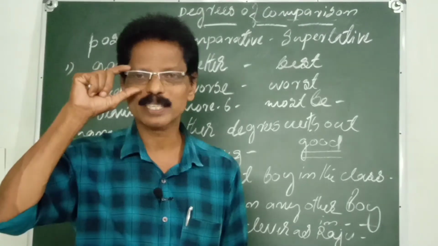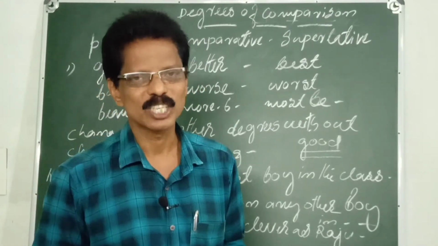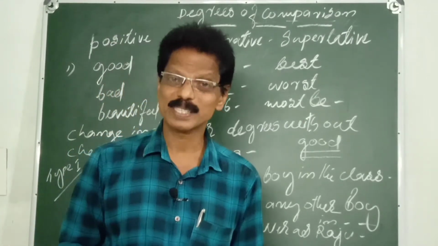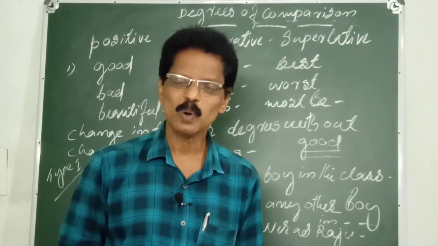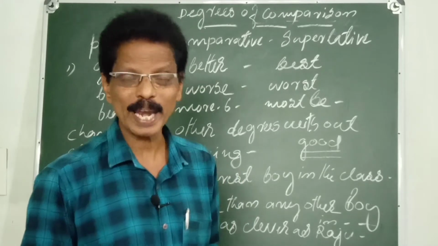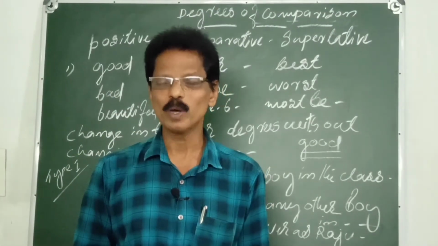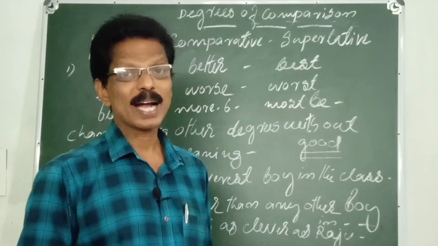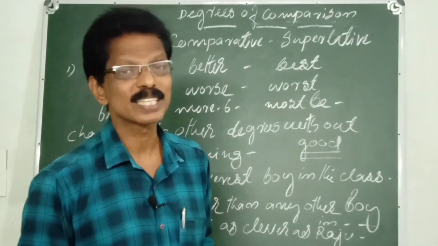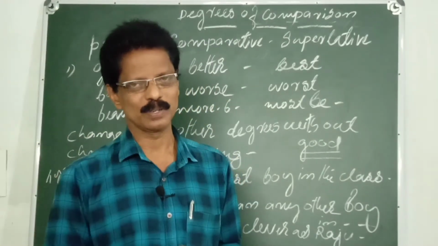Then what about better? Better than. That is also an adjective. Then what about best? That is also an adjective. Best pen. The word best speaks about the pen. So it is also an adjective. So it can be called comparison of adjectives.